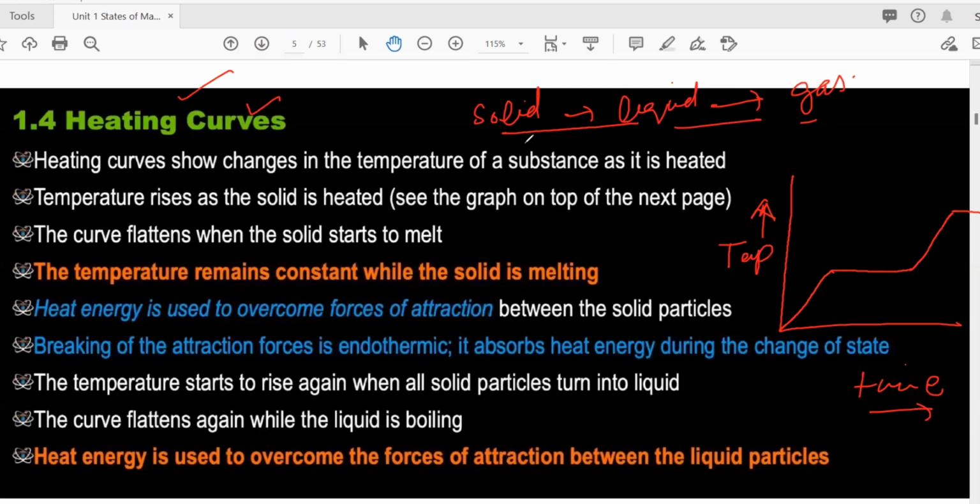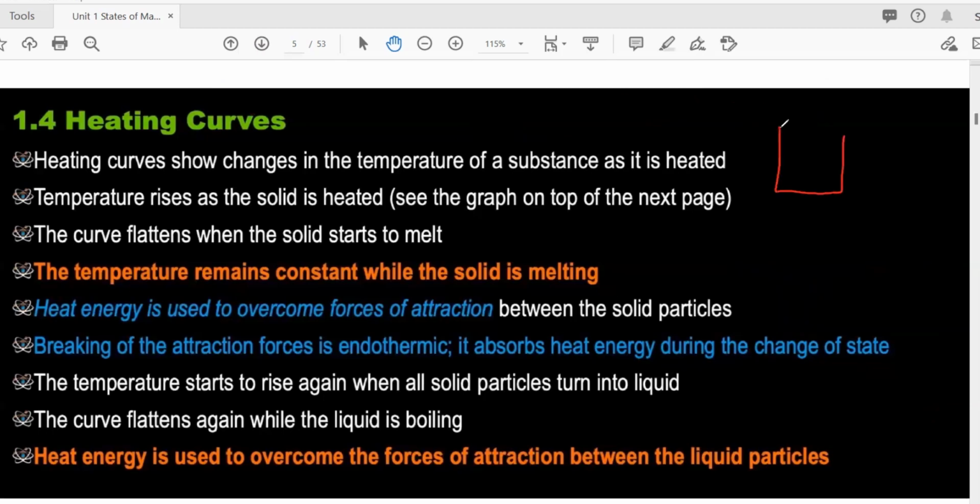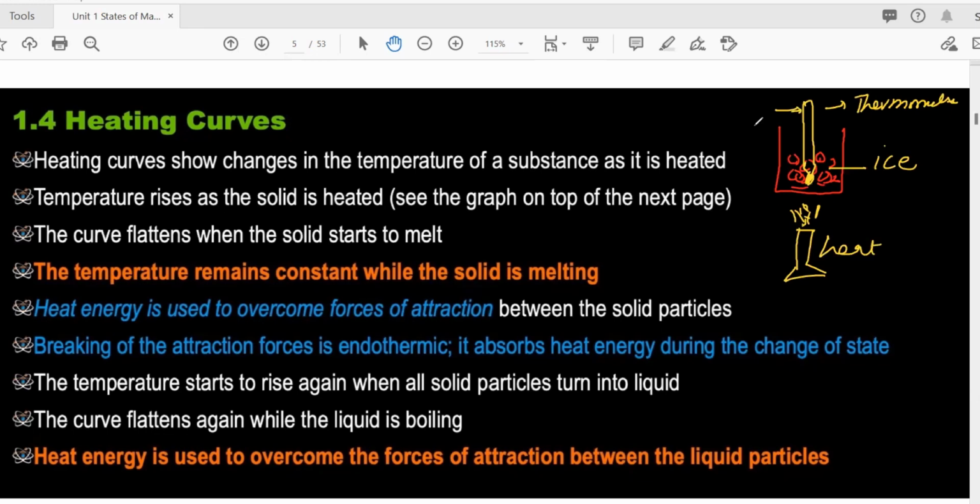Now, I will explain to you so you will get the idea more easily. For example, you have ice. In this container you have ice cubes, small pieces of ice. Then you have a thermometer here, and here you have a spirit lamp that you are using for heating. Now, let's say that before heating, the temperature is minus 20 degrees Celsius.